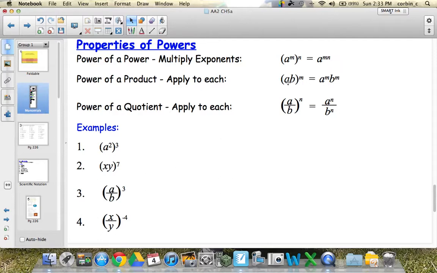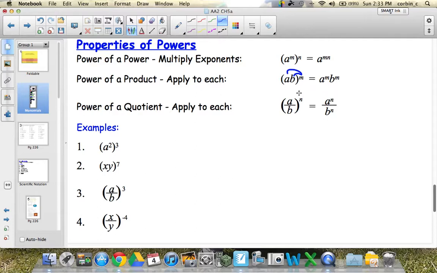If you have two things that are being multiplied together, a power of a product, and then you are putting a power on that, you can think of this as being the distributive property. It's not the exact same, but you're going to take this exponent of m and put it on the a, and you're also going to put it on the b. So it's a to the m and b to the m.